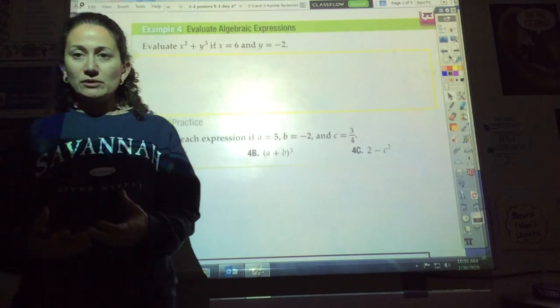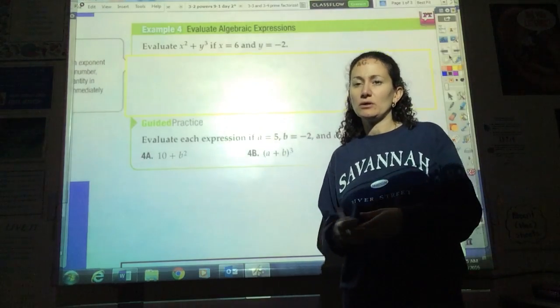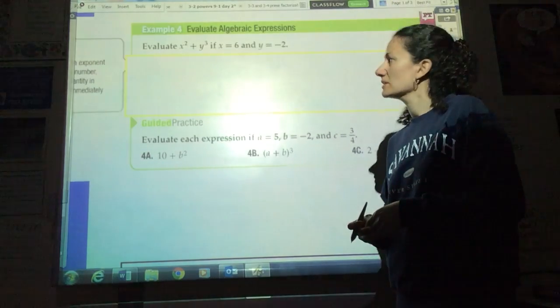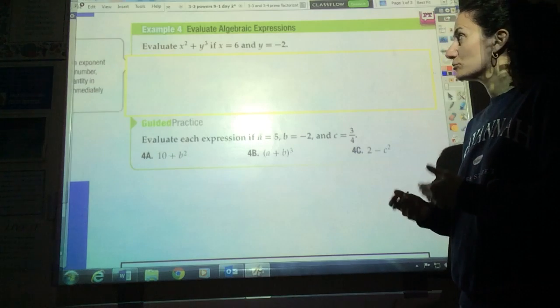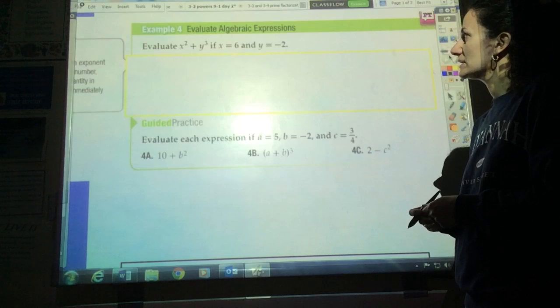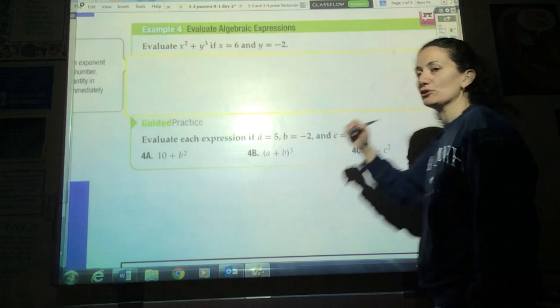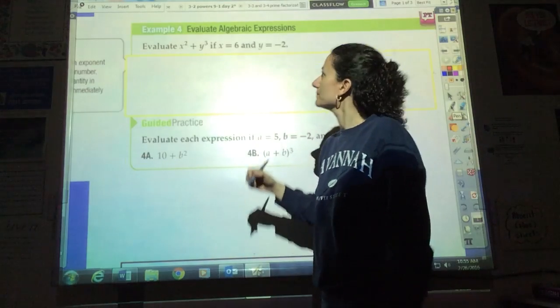So now we're going to build on what we learned yesterday. Yesterday we learned to evaluate simple exponential expressions. Now we're going to look at algebraic expressions with multiple variables and different exponents. Take a look at the first example. Make sure you write these examples down in your journal or on your note sheets.